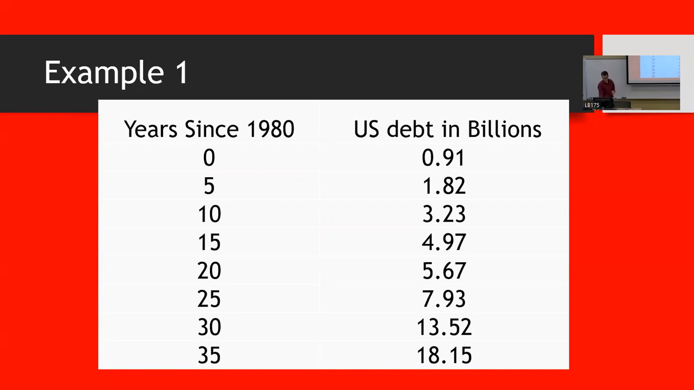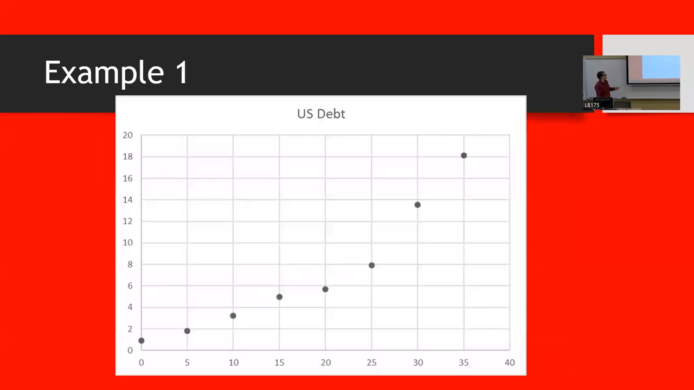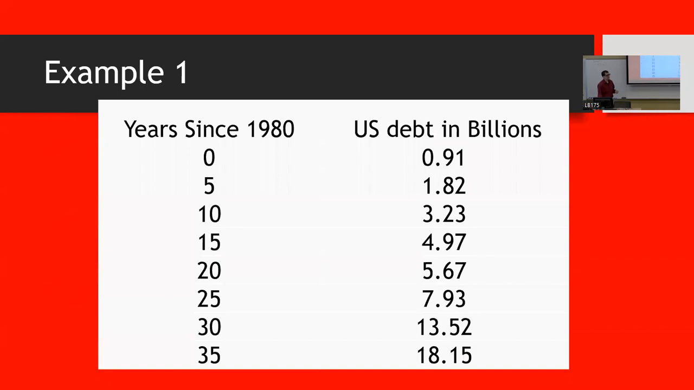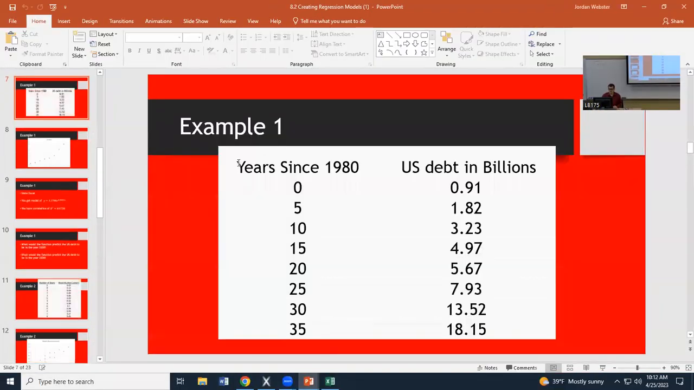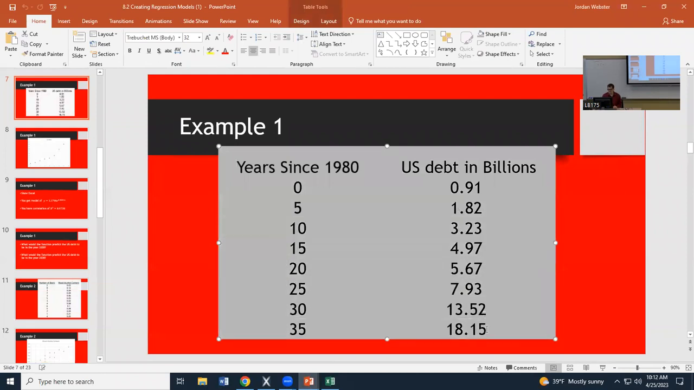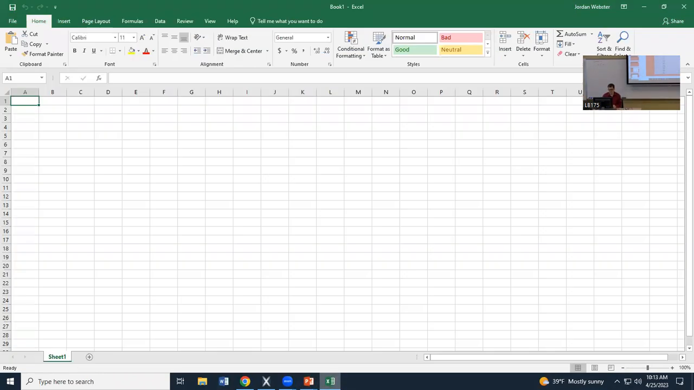Now, if you remember, this data set was associated with this scatter plot, right? And that scatter plot, we said, looked exponential. That was our last class period. So we want to create an exponential model for this data set. So let me go ahead and put this data set into Excel. You can just watch how I'm doing this.